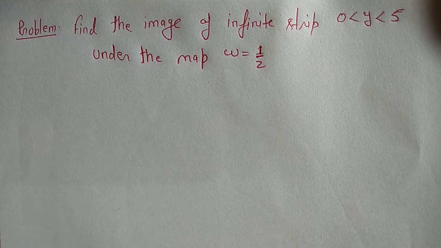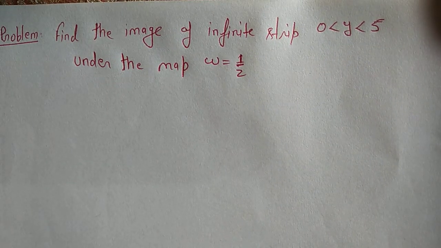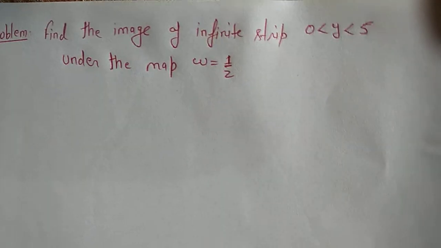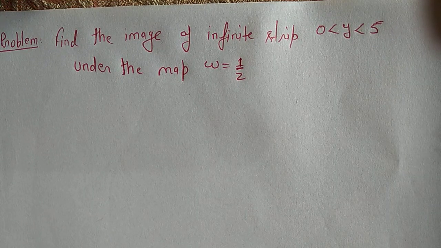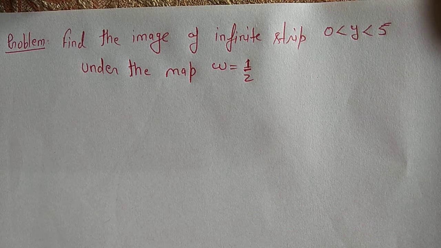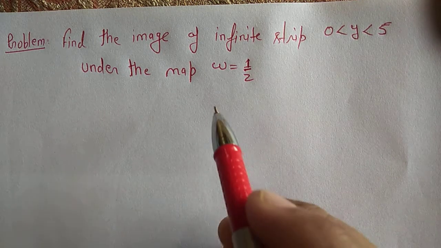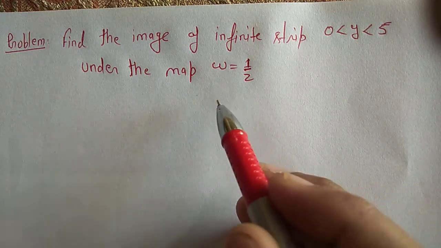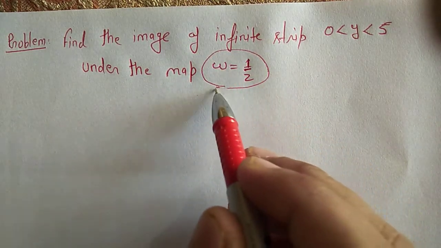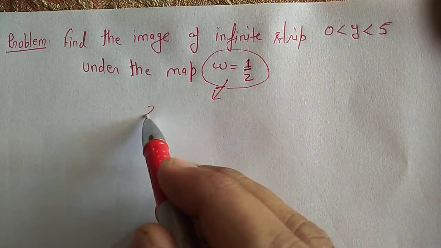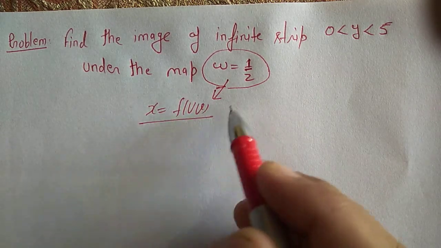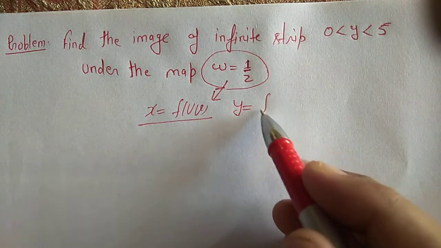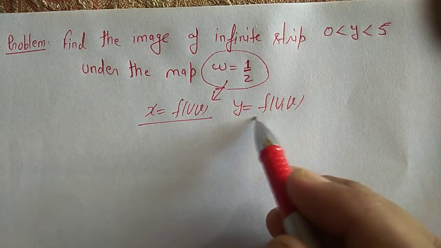So the question is, find the image of the infinite strip 0 less than y less than 5 under the map w equal to 1 by z. Whenever we want to get the image of any curve under this mapping, we use the relation between x, y and u, v.